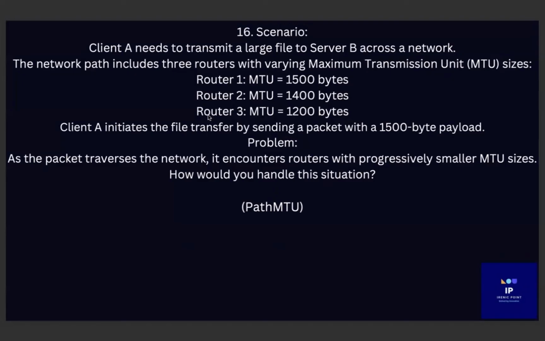So basically, this is the concept related to path MTU. So make sure that you understand path MTU. And it's not necessarily that they will give you this exact question. They may change the MTU values, and make sure that you understand the concept of fragmentation as well.